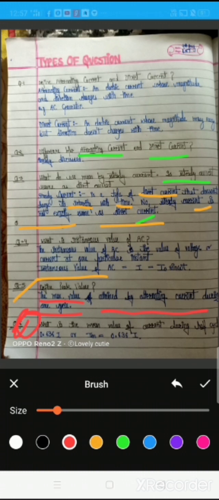And the sixth question, which can also come in MCQ: what is the mean value of current during half cycle? And the answer is 0.636 I naught. Here it would be I naught.